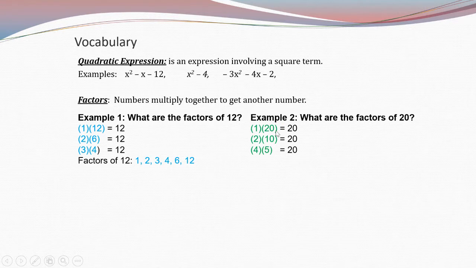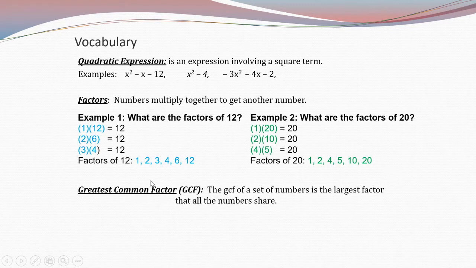Example 2, what are the factors of 20? How can we get 20? In the same manner, 1 times 20, 2 times 10, and 4 times 5. So the factors of 20 are 1, 2, 4, 5, 10, and 20. If you notice, the two factors that give me 20 are the first times the last, the second from the front times the second from the end, and so forth. This is how we get my 20.